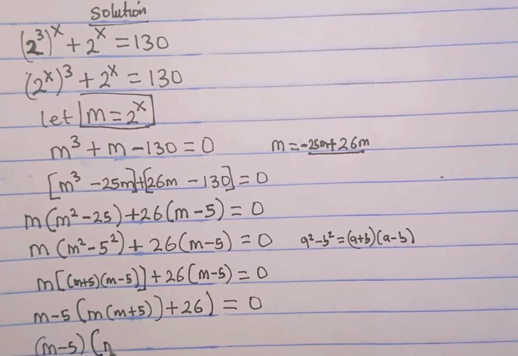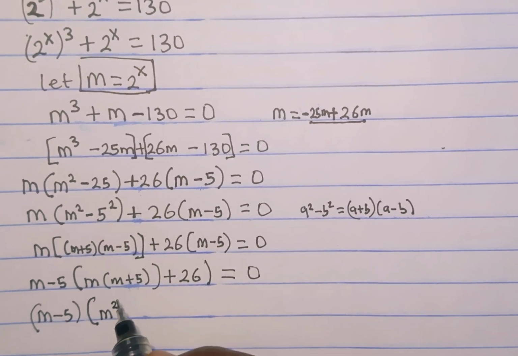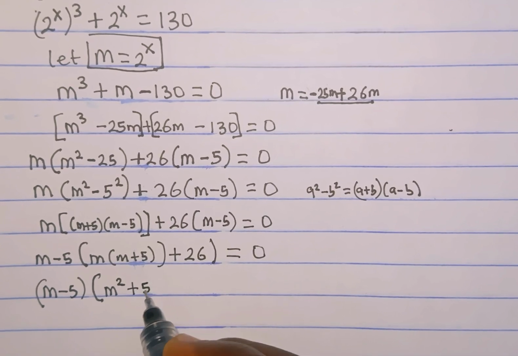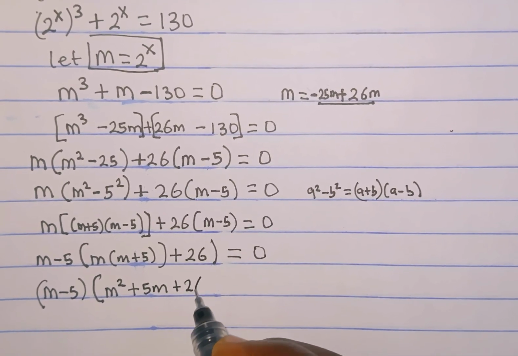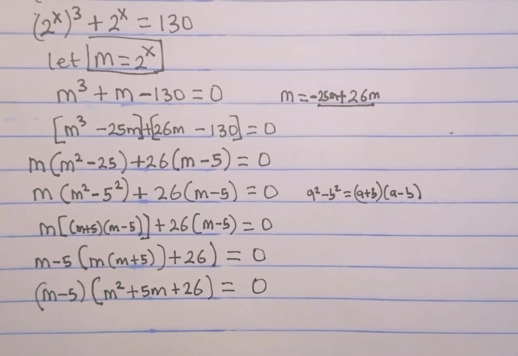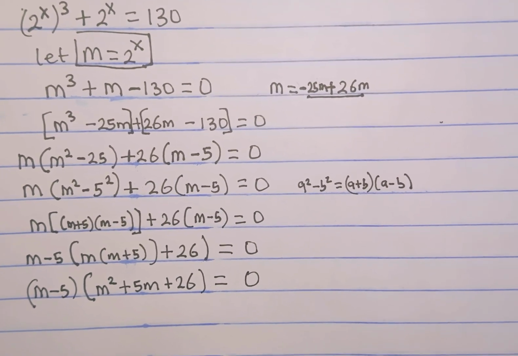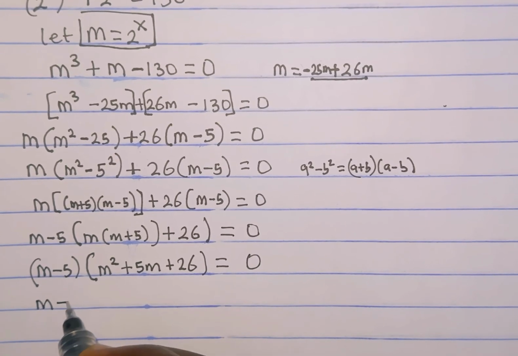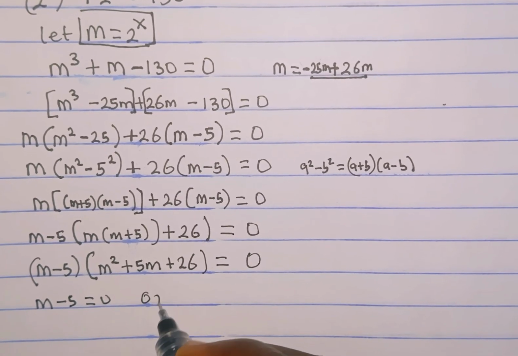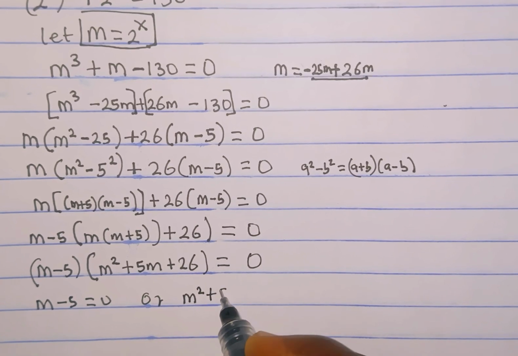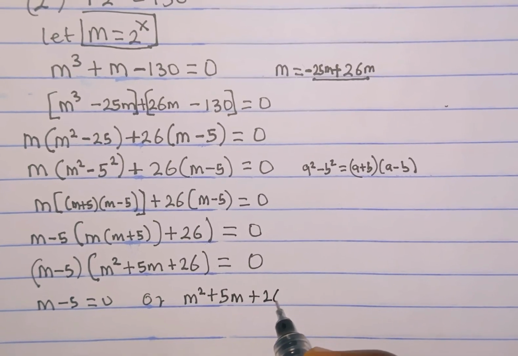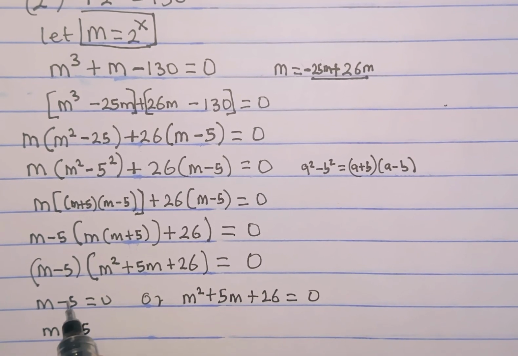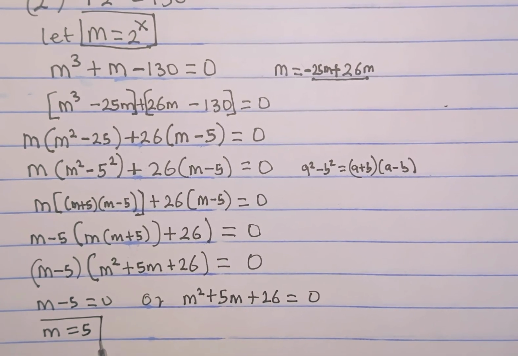m multiplied by m is going to give us m to power 2. Then m multiplied by 5 is going to give us 5m. Then plus this 26. So everything will be equal to 0. So the next thing we're going to do is to recall that when two terms multiply to be 0, it's either the first term m minus 5 equal to 0, or the second term m squared plus 5m plus 26 equal to 0. So here we can say m now will be equal to 5, because when this negative 5 crosses, it's going to be positive 5.